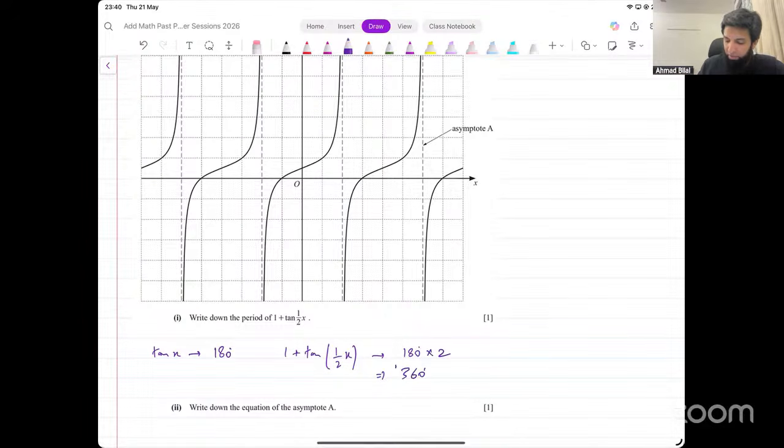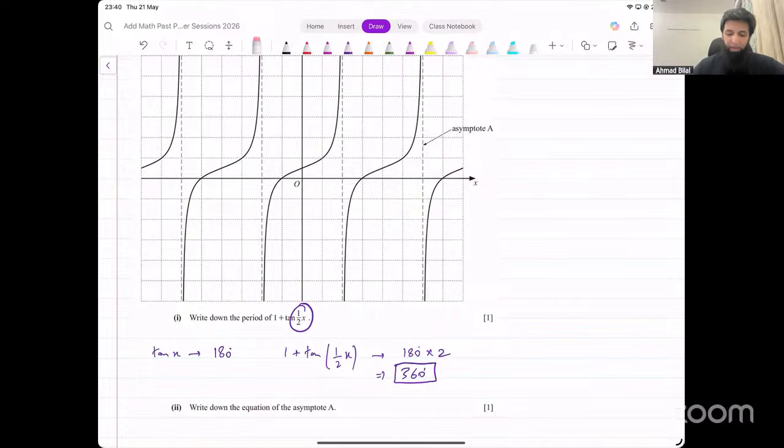Okay, there's no working required for this. You just have to write down the final answer. You can do it in your head as well and write down the answer, and that's okay. But the reason why it is 360 is the original graph has a period of 180. This graph has x over 2 in it, so the period is going to get multiplied by 2.